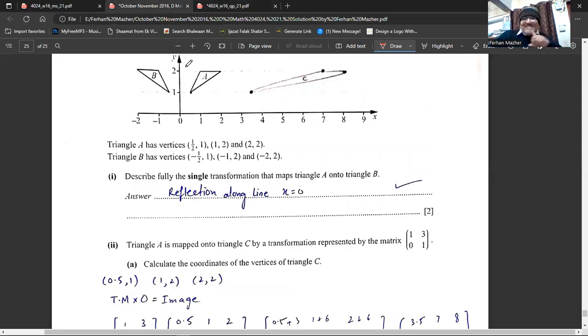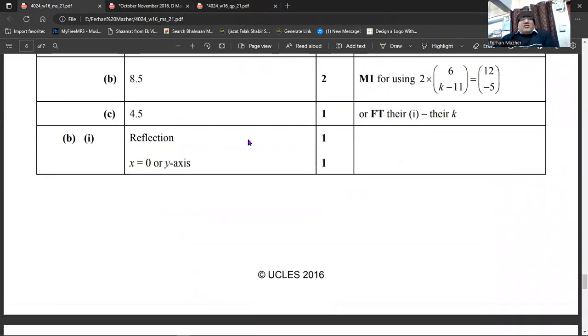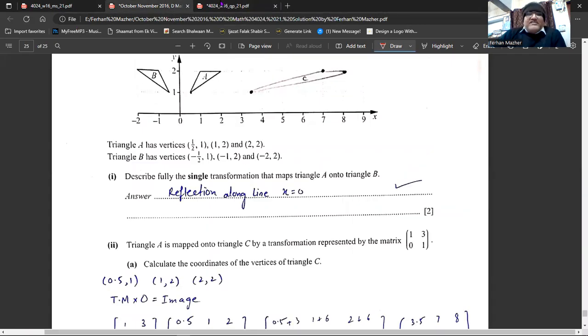This line is x equals 0. I think I said y equals 0 earlier, but this line is x equals 0, and this is the y-axis. So this is a reflection in the y-axis, or you can say a reflection in the line x equals 0. You can see this here, so our answer is right.